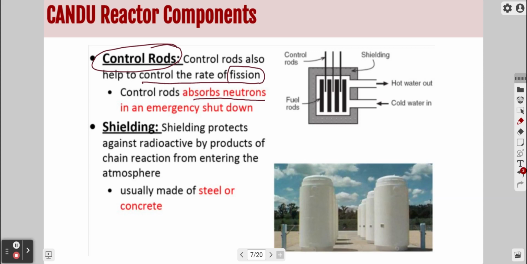You have special shielding around these nuclear reactors. So you can see here, you have them usually made of steel or concrete so that any radiation that does get released in the reaction doesn't leave the reactor.